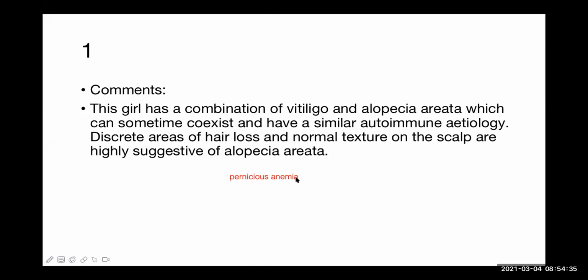SLE. Okay, SLE. Then see here, rheumatoid arthritis. Very good. Then others, one or two other organ specific problems. There are two types of autoimmune disease. One is generalized, one is organ specific.